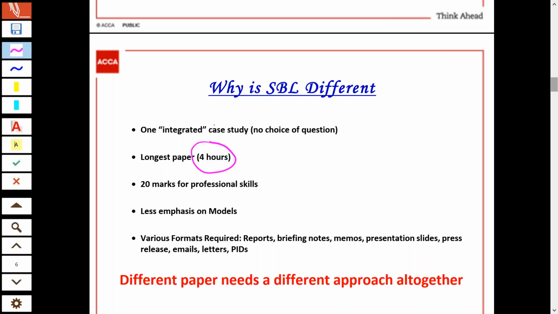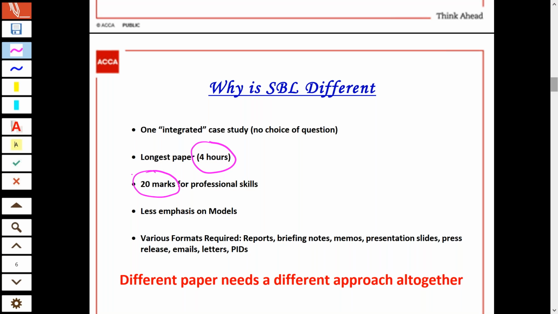So this means it is a real test of your mental stamina and your physical stamina. And then there are 20 marks for professional skills. My God. In all your other papers, the maximum professional skills marks was 4 marks out of 100. But in this paper, the professional skills marks is 20 marks out of 100. If you take a step back and think, 20% of your paper depends on professional marks. That's one big full-fledged question, 20 marks.